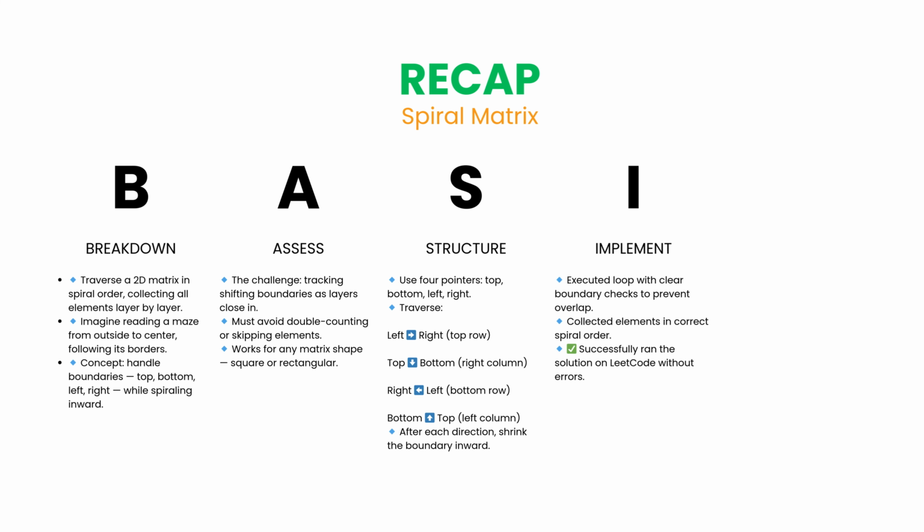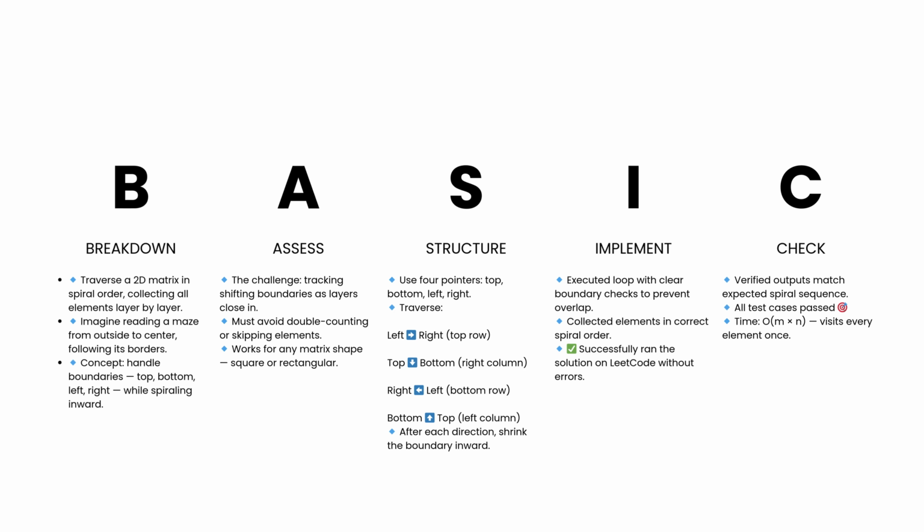Implement recap. We implemented this with a simple loop, appending elements to a result list as we spiral inward. The code runs cleanly on LeetCode, handling all matrix shapes without error. Check recap. We verified edge cases such as empty matrices, single rows, and single columns. Every element is visited exactly once, giving O(M×N) time and O(M×N) space for the result.